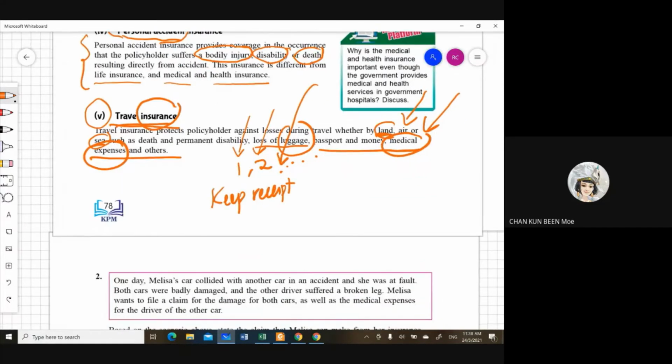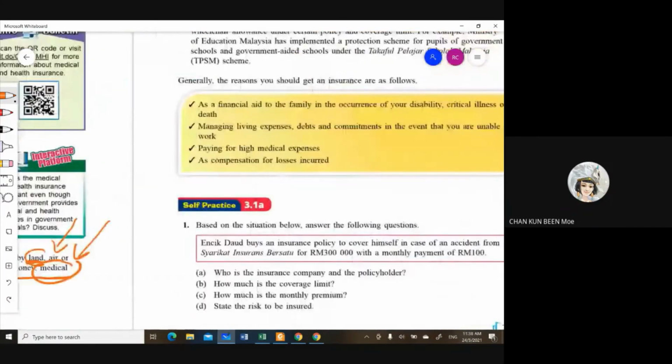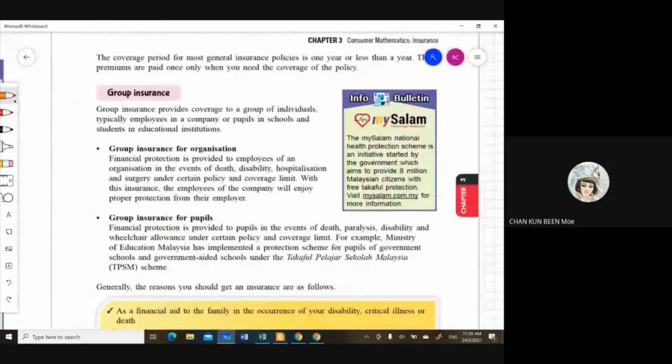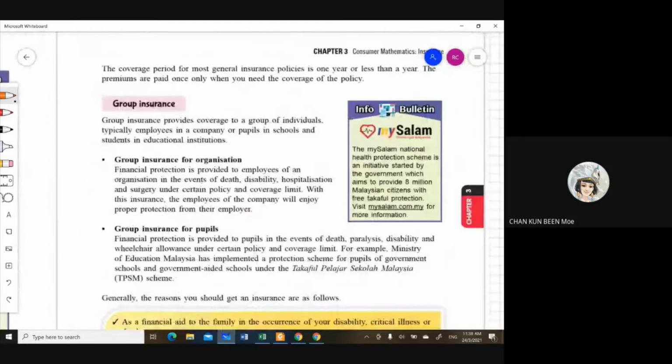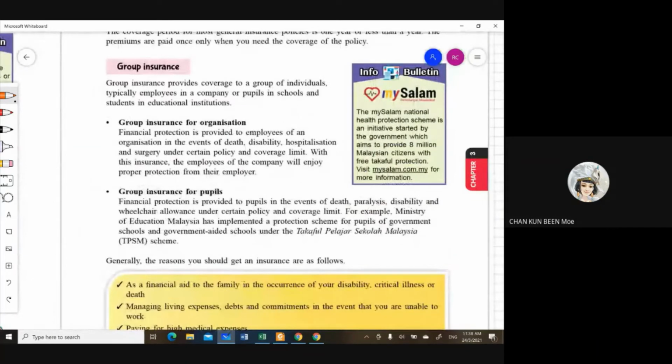Okay, then we move on. We are going to enter the calculation part. An extra thing over here is the group insurance. I'm sure you have heard of group insurance. Sometimes it's offered by Great Eastern and others for a group of people. It provides coverage to a group of individuals, typically employees in a company or pupils in school. Group insurance is for organizations: financial protection is provided to employees of an organization in the event of death, disability, hospitalization, and surgery, under certain policy and coverage limits.